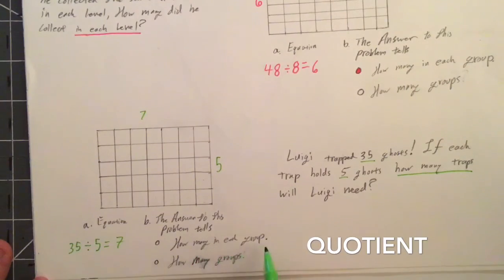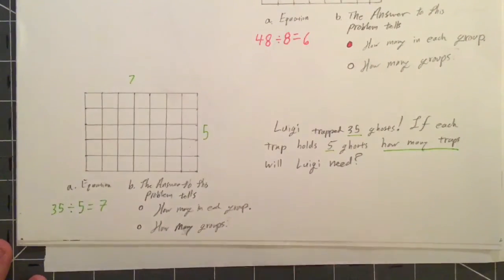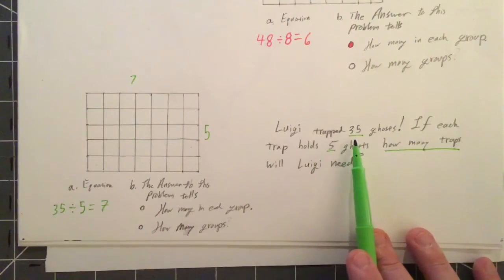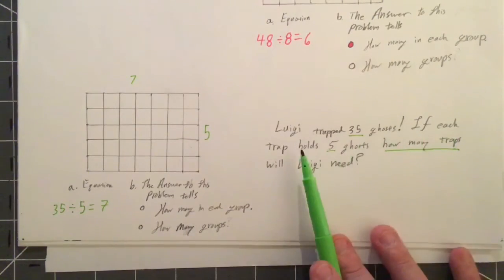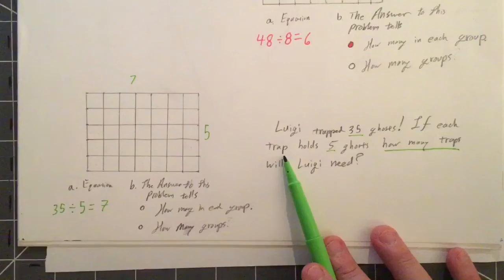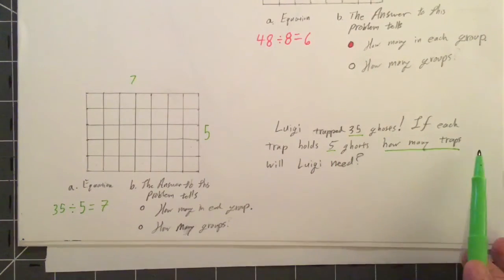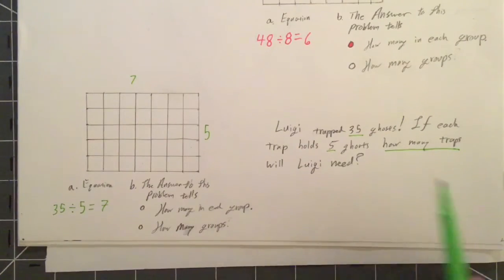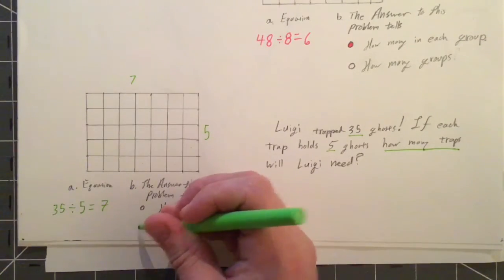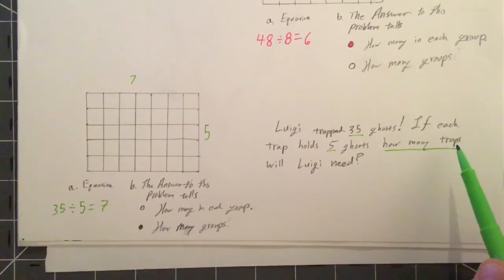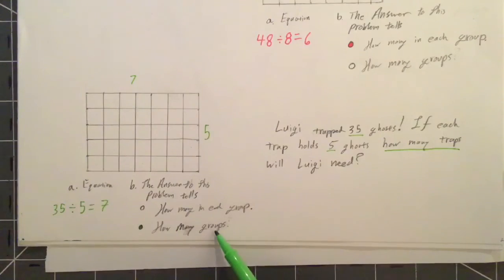How many in each group, or how many groups? We got to look back at the question again to really know the answer for that one. So, Luigi trapped 35 ghosts. If each trap, being the groups here, if each group holds 5, how many groups will Luigi need? How many groups will Luigi need? We took the word traps and we changed it to groups, because that's really what we're doing. We're grouping them into traps.